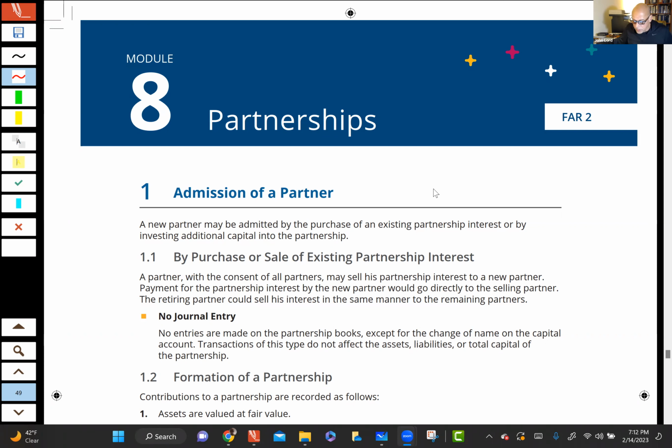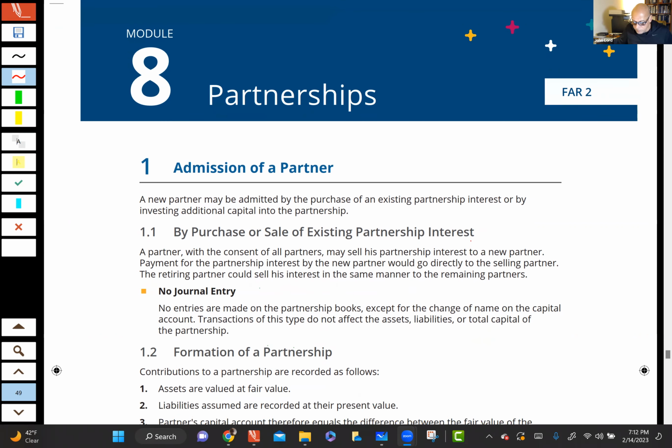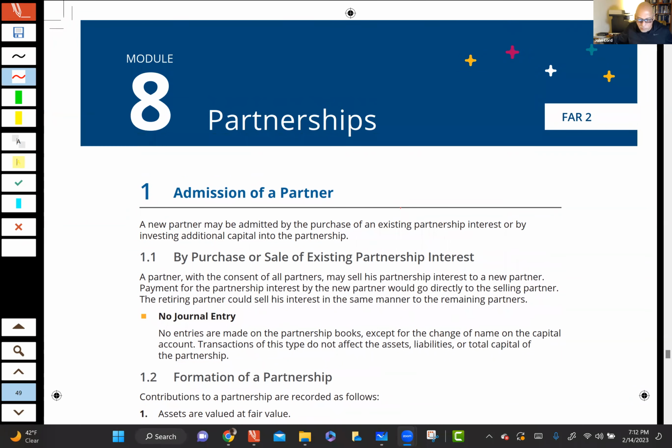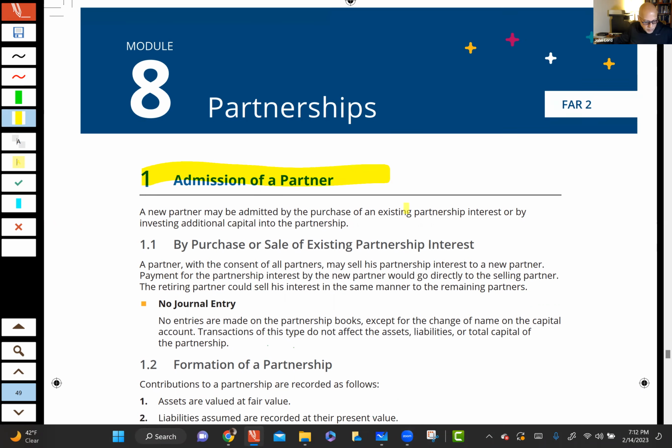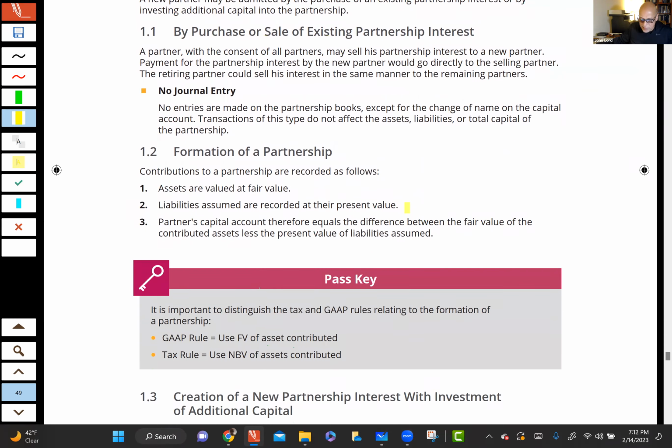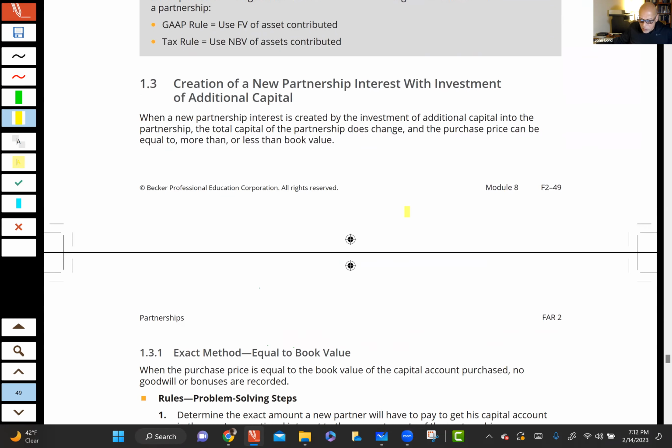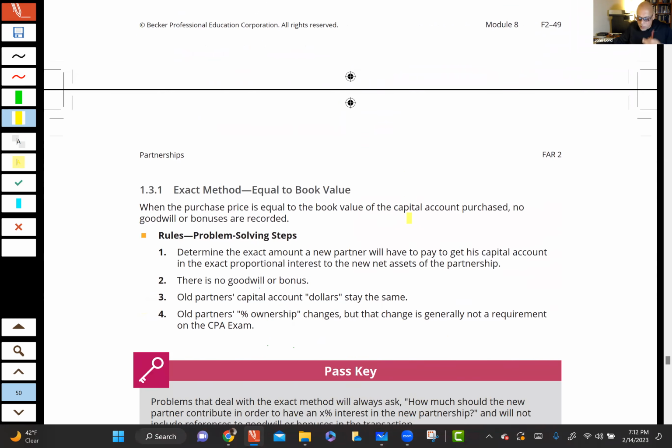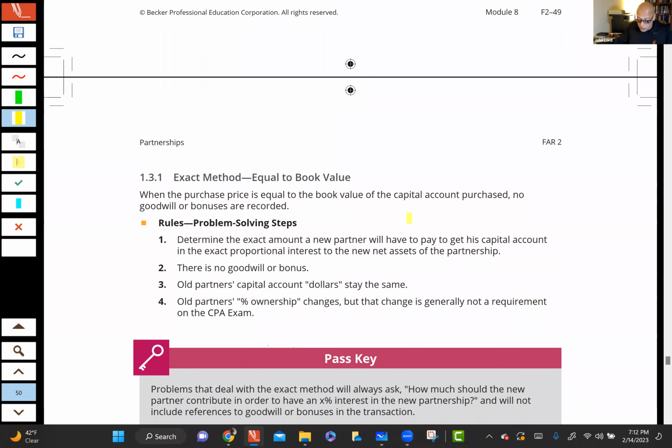Okay, and let's go ahead and take a look at admission of the partner. The first thing we want to do when we're going to admit the partner is ask under what method are we going to admit the partner? And it's either going to be the exact method, the bonus method, or the goodwill method.